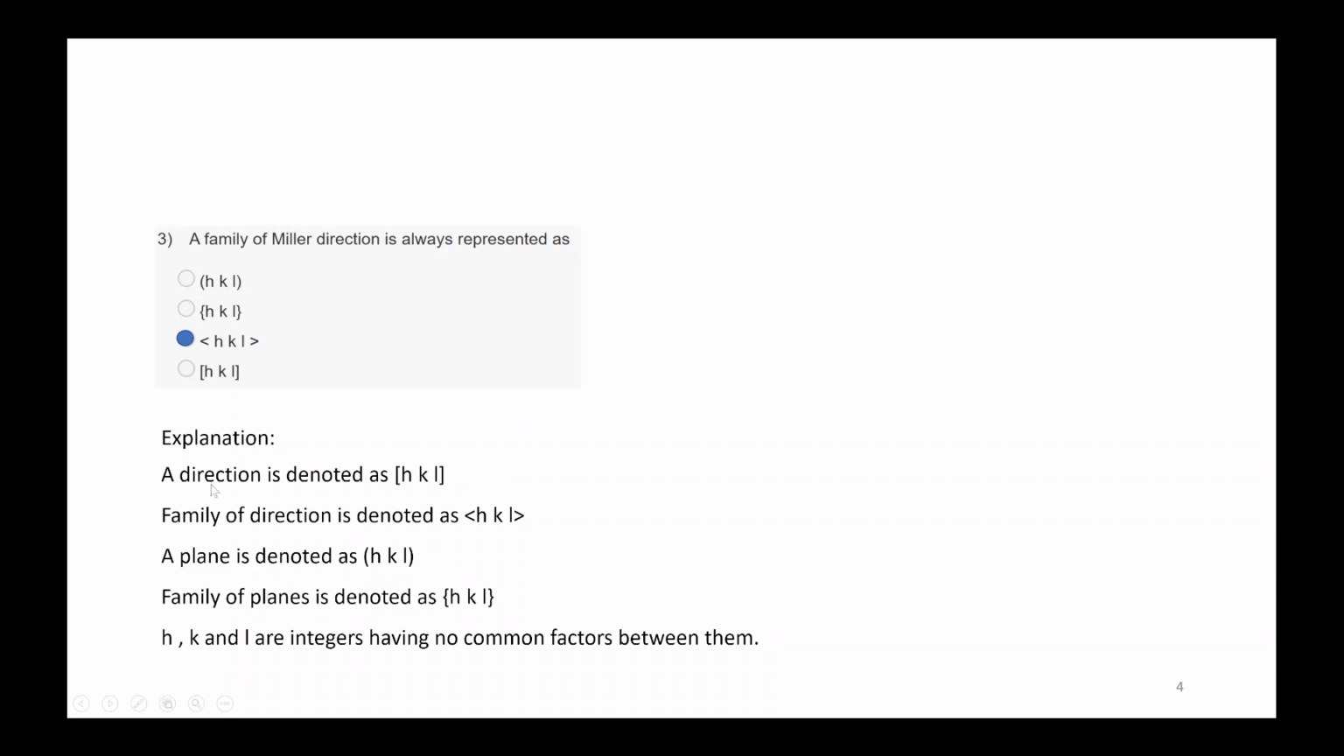It can be explained by saying that a direction is denoted by square brackets, and a family of directions is denoted by triangular brackets. This family will have various directions in it. A plane is denoted by small brackets and a family of planes is denoted with curly brackets. And here h, k, l are integers which have no common factors between them.